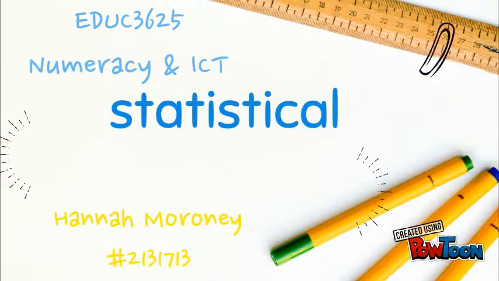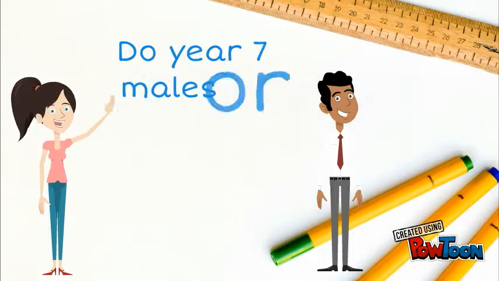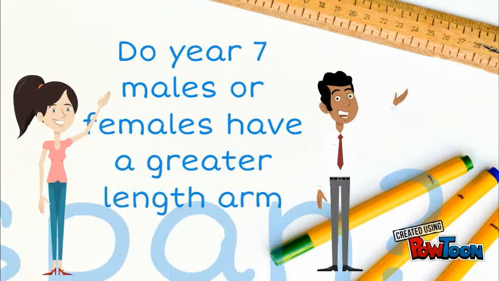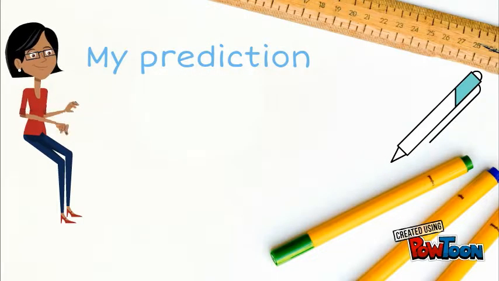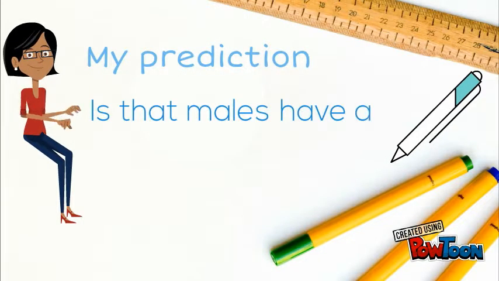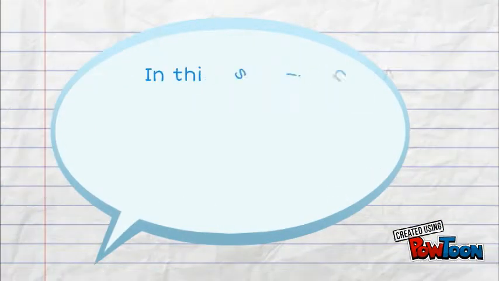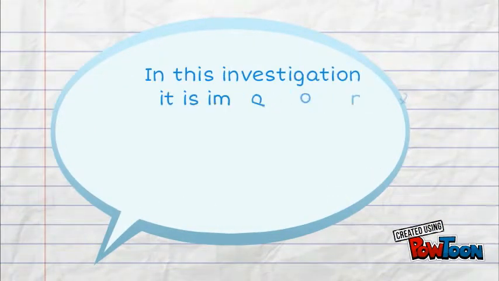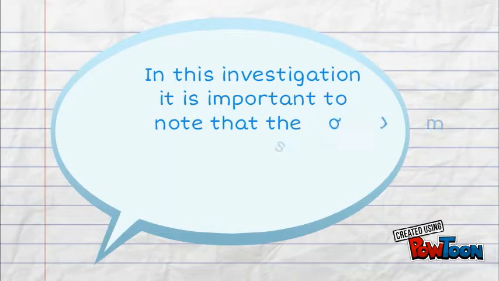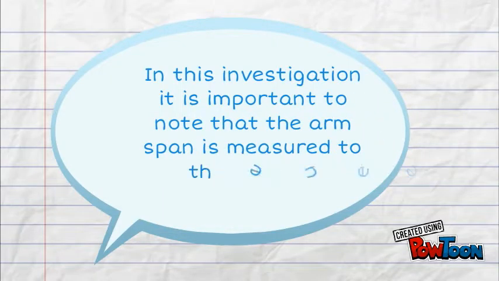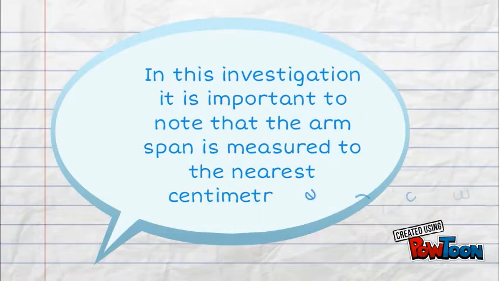The core purpose of this investigation was to explore whether Year 7 males or females have a greater length arm span. Prior to conducting this investigation, I predicted that males would have a greater length arm span than females. Throughout this investigation, it's important to note that the arm span has been measured by the students to the nearest centimetre. Therefore, to add fluidity, I have continued to use the metric unit of centimetres.